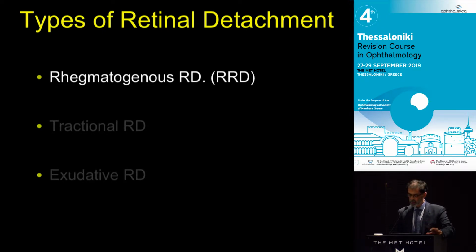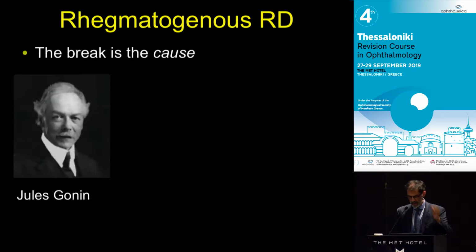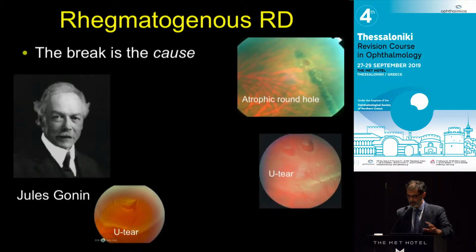In this talk, because of time, I'll just talk about rhegmatogenous retinal detachments, which implies there's a tear, from rhegma. And the break is the cause. This momentous concept was found by Gonin. And of course, we're all familiar with both atrophic holes, but more importantly, U-tears.